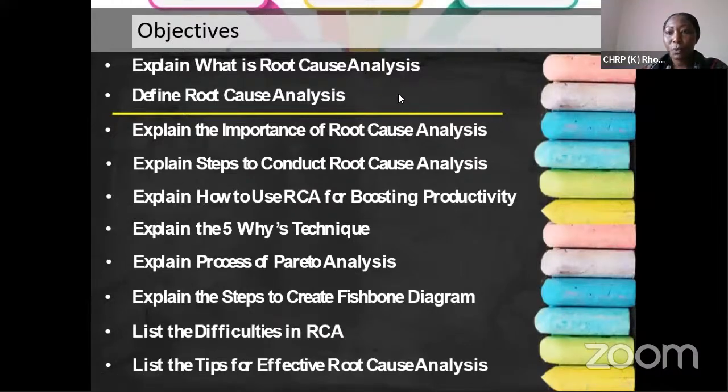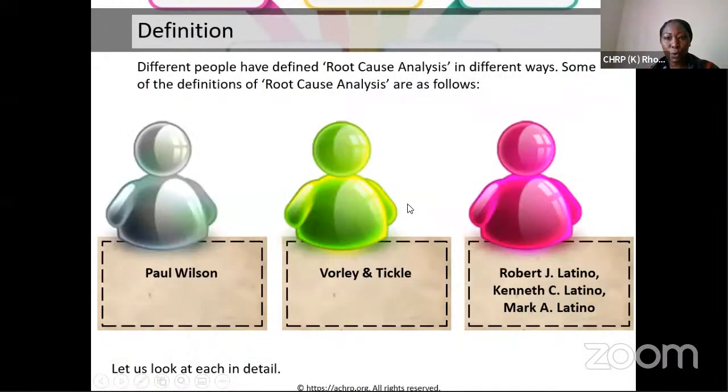So let's look at some of the definitions. We'll just look at 3 definitions because there is no one universally agreed definition of root cause analysis or a problem. This is cross-cutting to a lot of issues, that it depends on where you are looking at it from. So we are going to look at 3 experts who have studied these, written books about them, and see what they have said about root cause analysis.